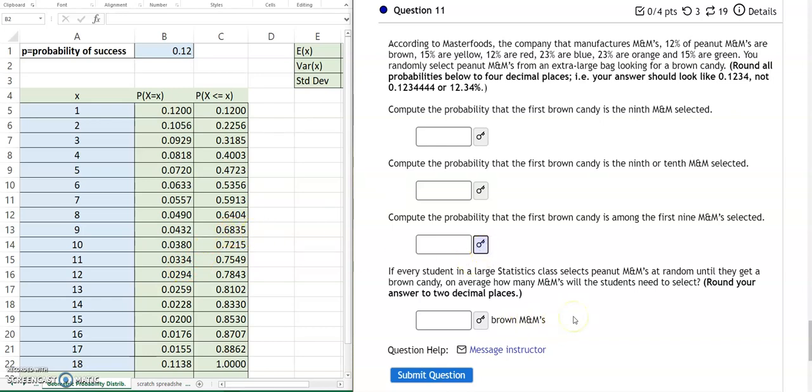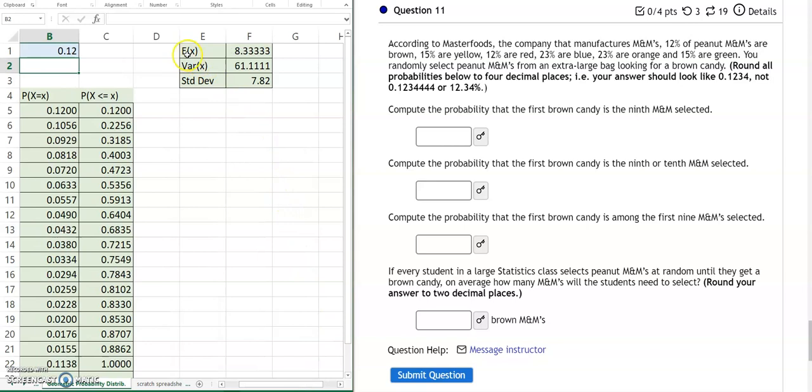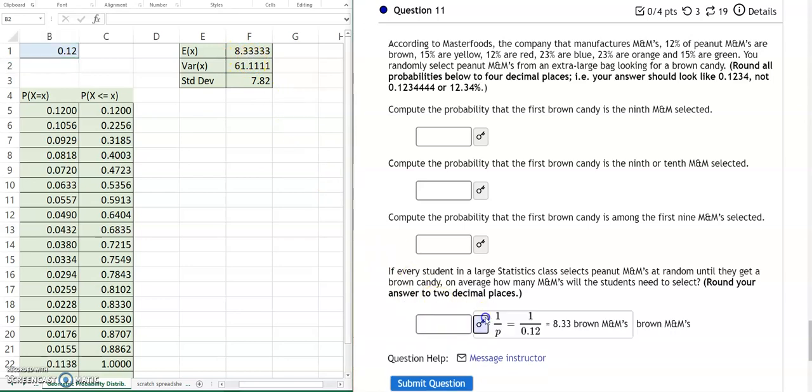And the last question says, if every student in a large statistics class selects peanut M&Ms at random until they get a brown candy, on average, how many M&Ms will the students need to select? This one is basically very similar to calculating the expected value, or the expected mean. So if we scroll over on this side over here, we see E(X), which represents our expected value or expected mean, and we get a value of 8.33 and it just keeps going. This one says that we round to 2 decimal places for our answer, so 8.33 should be our answer.